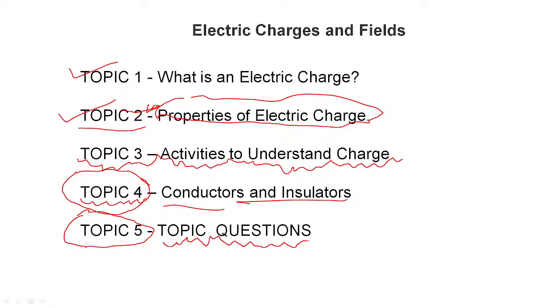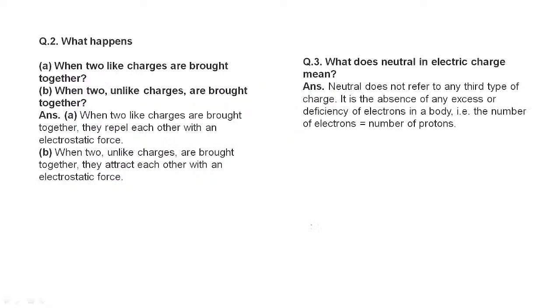Topic number 5 is topic based questions. So question number 1, which is first, but before that I ask: why have we defined only two types of charges? Why not three or four? क्यों दो प्रकार के ही चार्जेस होते हैं, तीन नहीं?